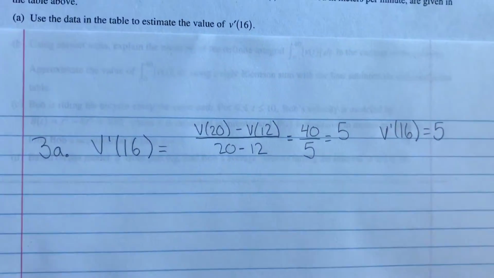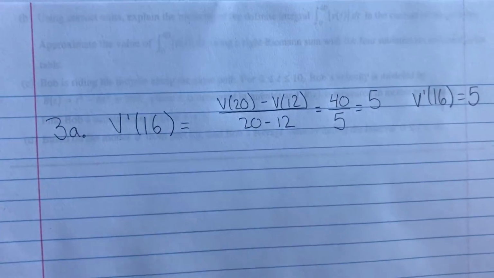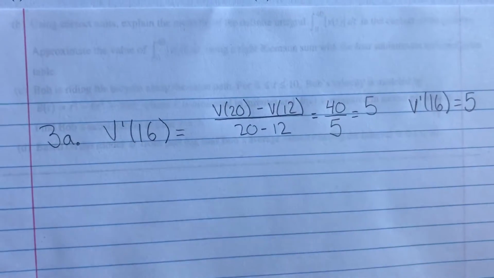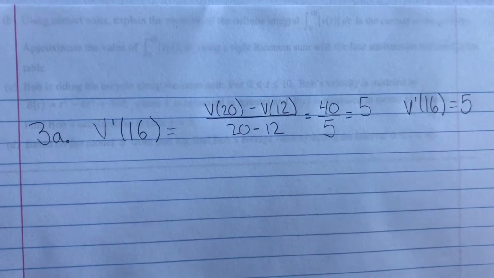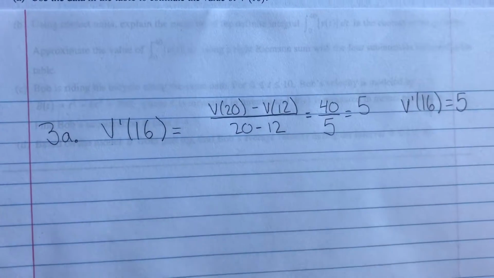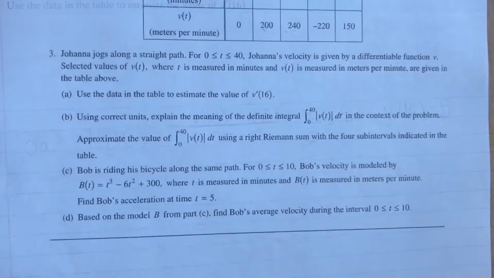Okay, so to find the slope, we can do v(20) minus v(12) all over 20 minus 12, which equals 40 over 8, and then can be simplified to 5. So in the end, we're left with our estimate v prime of 16 equals 5.